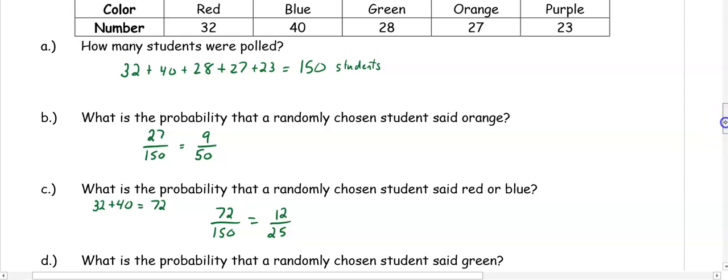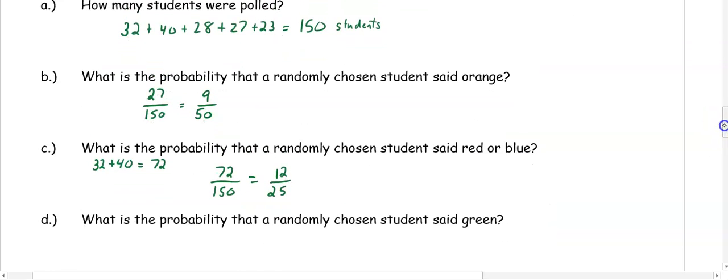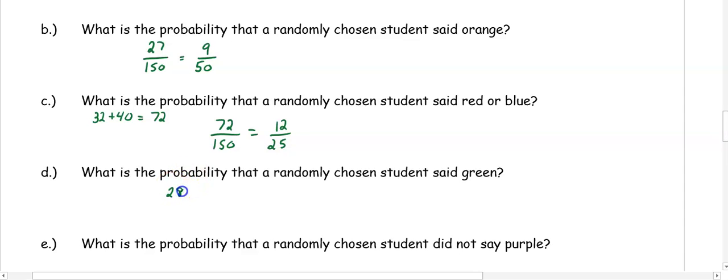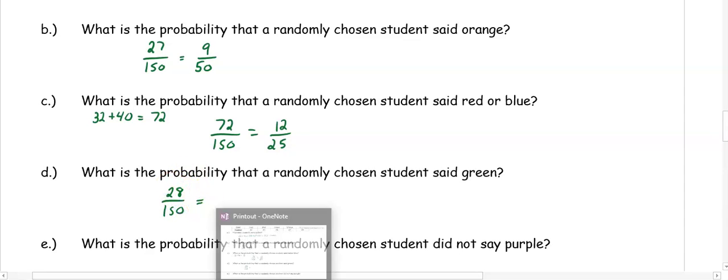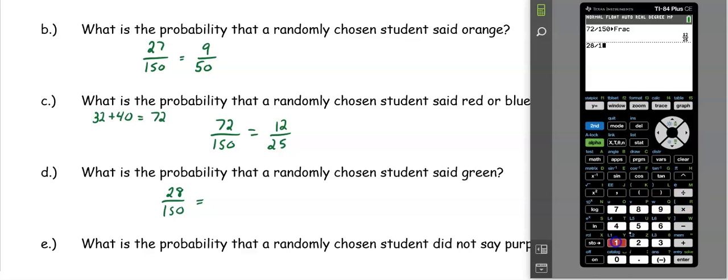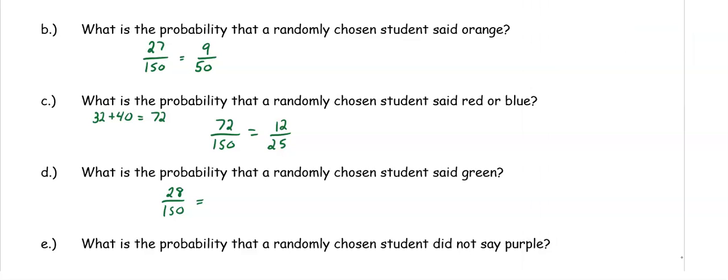What's the probability that these students said green? So there are 28 green out of 150. 28 divided by 150, math, enter, enter, would be 14 over 75.